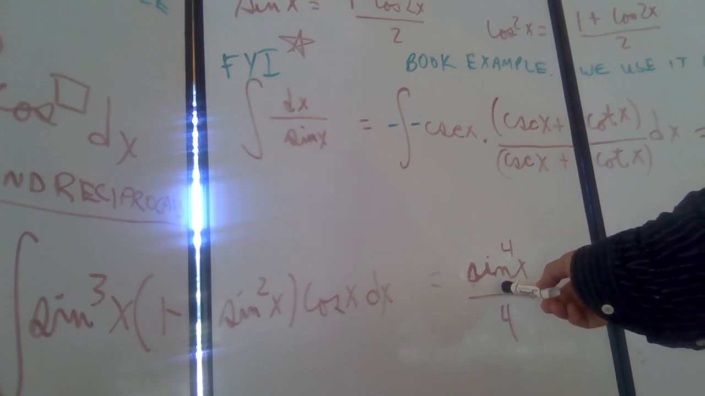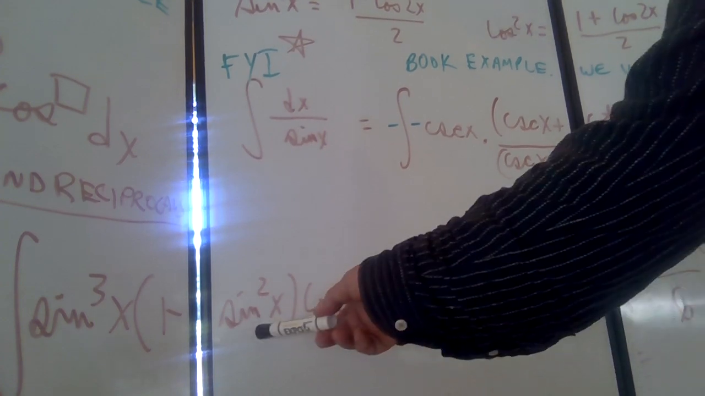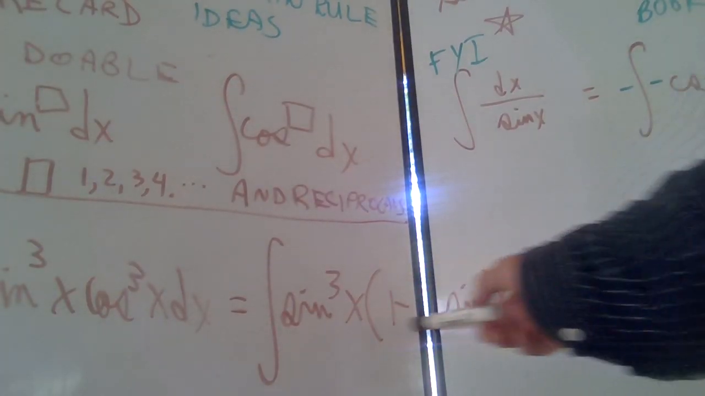The derivative of sine is cosine. So you have chain rule. Sine to the fourth over 4. Same thing with this sine to the third times sine to the second. That's sine to the fifth.